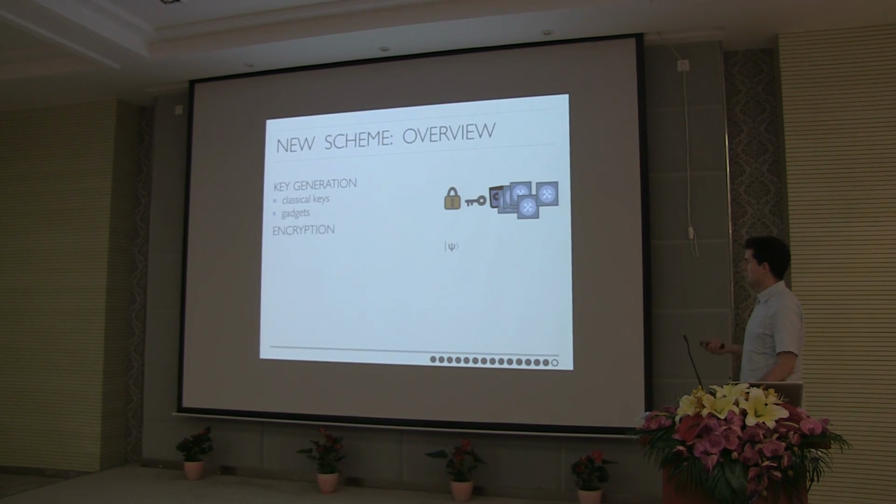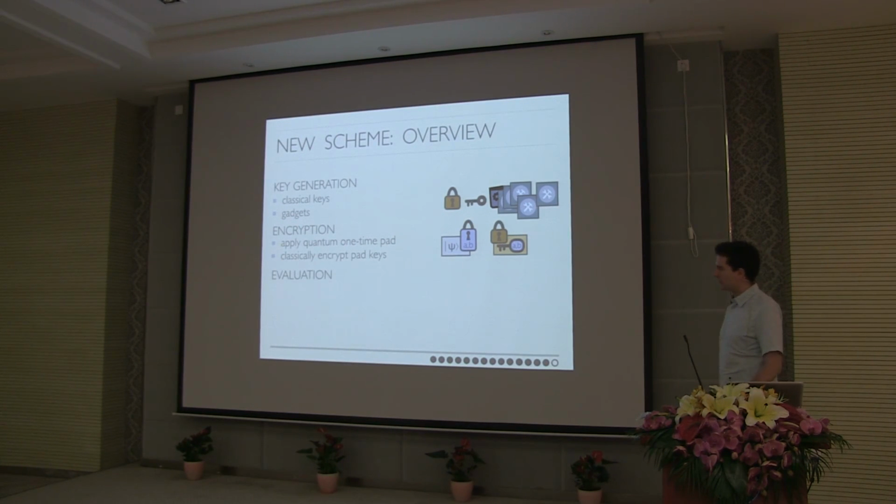And then the encryption is basically the same as in the Clifford scheme. So we pick randomly 2 bits per qubit, apply the quantum one-time pad, and encrypt these classical bits with our homomorphic encryption scheme. And then that can be sent to the evaluator. The evaluator then, for the Clifford gates, simply applies the Clifford gates directly. That's the same thing as in the Clifford scheme. Plus, it classically updates these keys through the homomorphic property of the classical scheme.